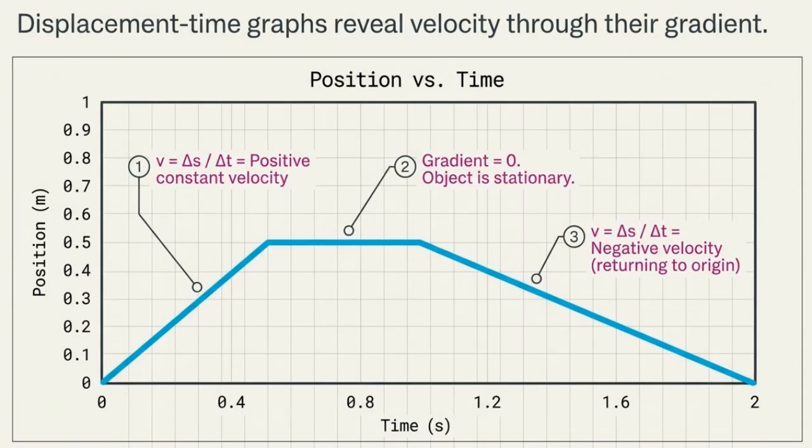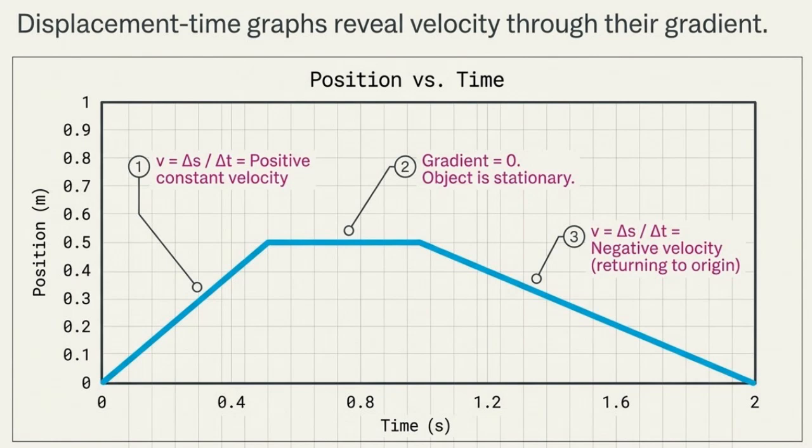Looking at this graph of position versus time, we see how velocity is indicated by the slope or gradient of the line. At first, the line slopes upward, which means the object is moving forward with a positive, constant velocity. Then the line flattens out, showing a zero gradient, which tells us the object has stopped and remained stationary for a period of time. Finally, the line slopes downward, indicating a negative velocity as the object moves back toward its starting point.